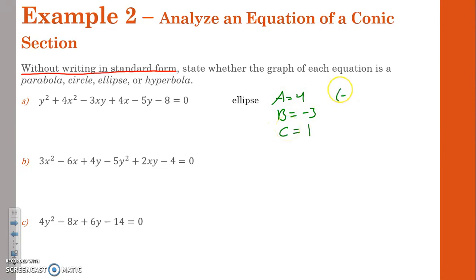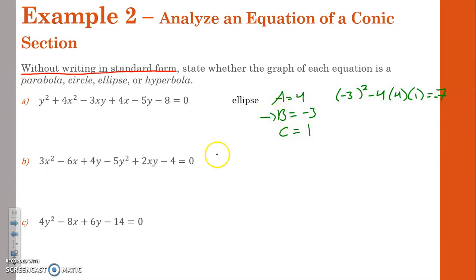So my discriminant is negative 3 quantity squared minus 4 times 4 times 1, which is negative 7. So I have a negative discriminant, so that's going to make it a circle or an ellipse, and b is not equal to 0, so this is going to be an ellipse instead of a circle.